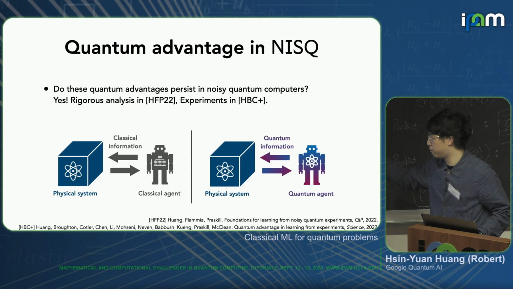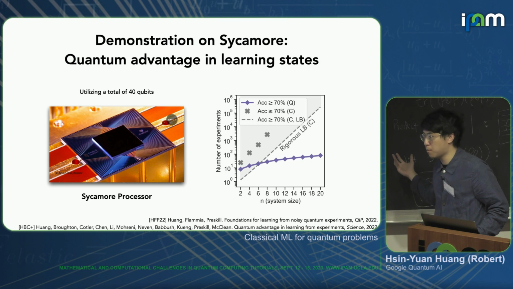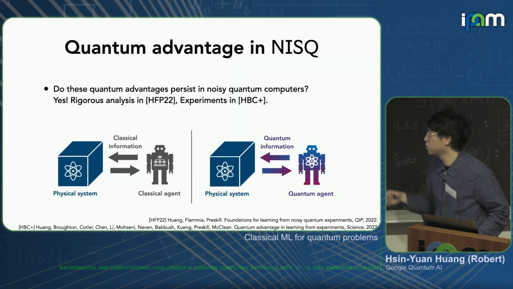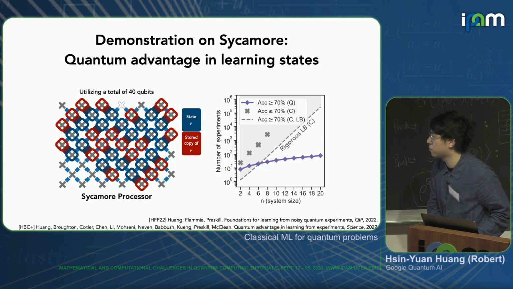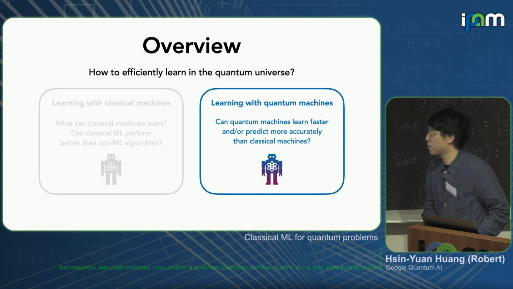Furthermore, we've done experiments on Google's Sycamore processor to showcase that some of these advantages that I talked about can already be utilized in the NISQ regime. So these advantages of using additional quantum memory to perform entangled measurements and so on, one can already see even if there's quite a significant amount of noise in the current processors. So these are just some details of the experiment.